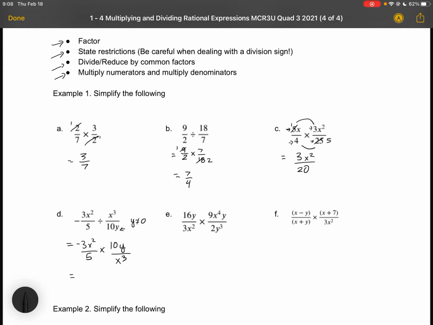And then I'm going to check and see if I can state any more restrictions and then divide or reduce. At this step, I notice that I've got an x on the bottom, so that means x also can't equal 0. And now I've listed all my restrictions, so I can divide or reduce by common factors. So looking at the 5 and the 10, I can reduce that. And looking at the x² and the x³, I can reduce that as well using my power rules. So I've got minus 3y on the top over x on the bottom.